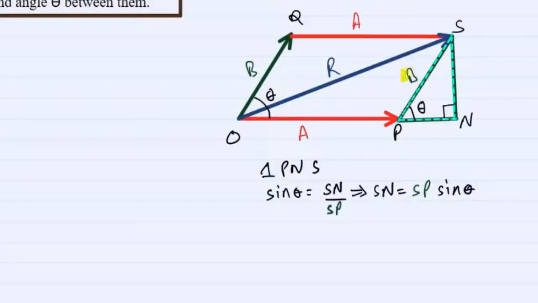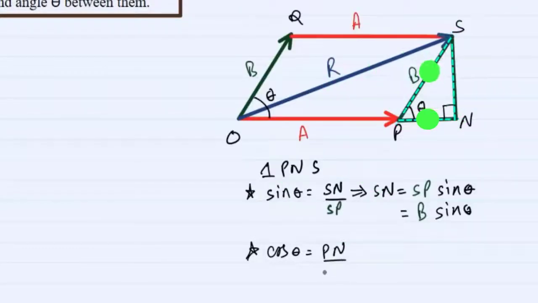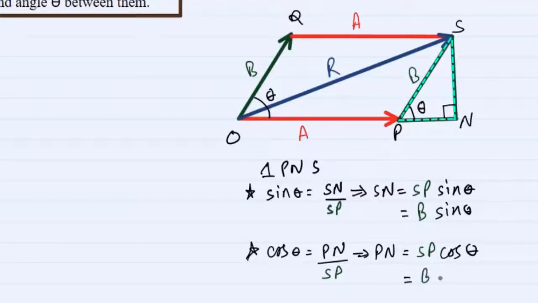But we know our edge SP is equal to B. So here we'll get SN is equal to B sine theta. Similarly, let's find out cos theta, which is adjacent PN upon hypotenuse SP. So here we'll get PN is equal to SP cos theta, or B cos theta. So we get SN as B sine theta and PN as B cos theta.